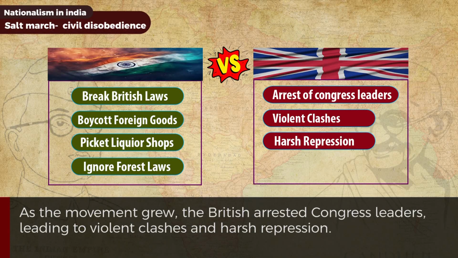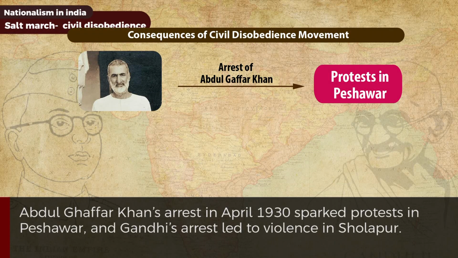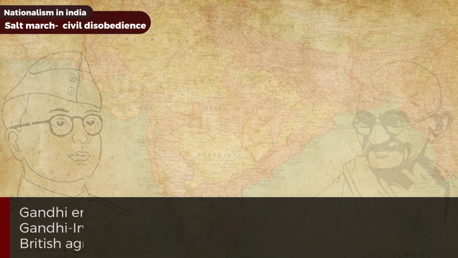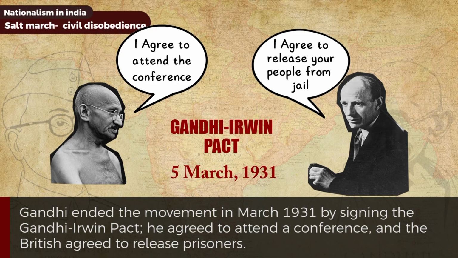As the movement grew, the British arrested Congress leaders, leading to violent clashes and harsh repression. Abdul Ghaffar Khan's arrest in April 1930 sparked protests in Peshawar, and Gandhi's arrest led to violence in Sholapur. Gandhi ended the movement in March 1931 by signing the Gandhi-Irwin Pact. He agreed to attend a conference and the British agreed to release prisoners.